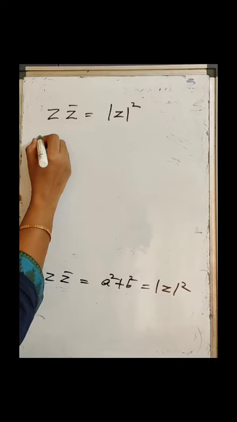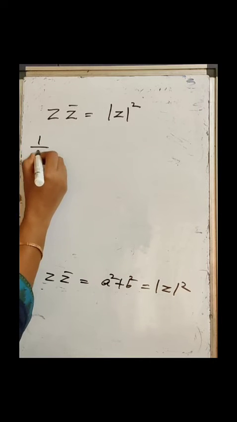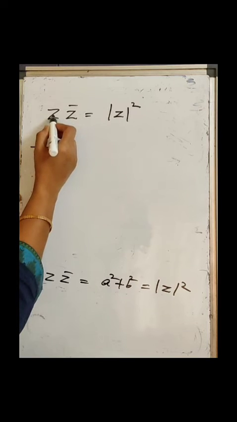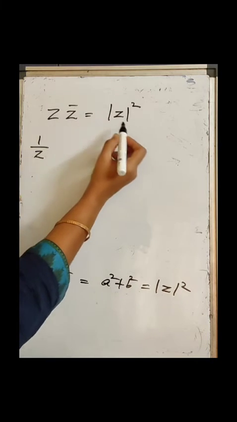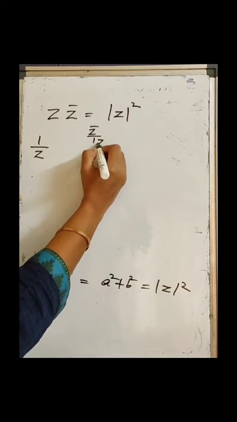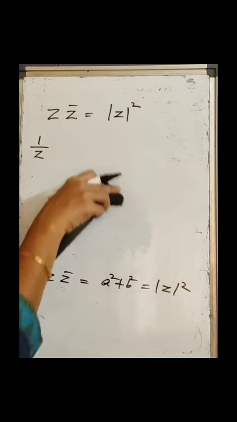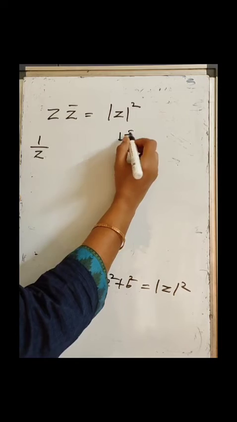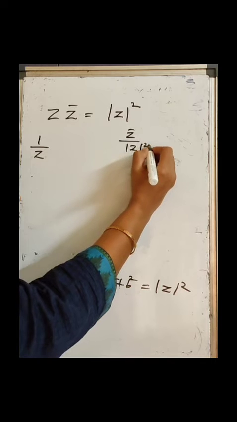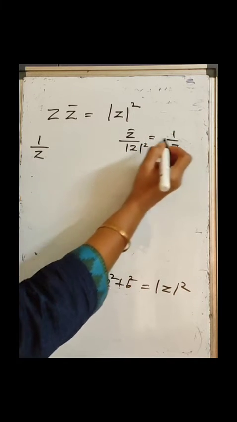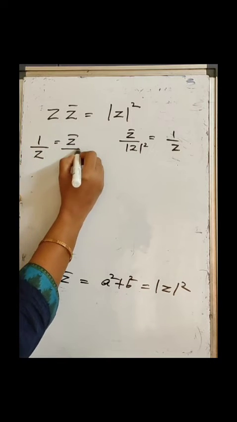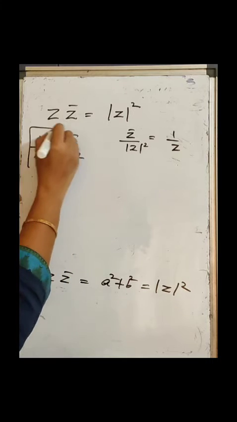So what is the multiplicative inverse of z? Multiplicative inverse of z is 1 by z. From this relation we can find 1 by z. Take z to the opposite side: conjugate of z divided by mod z square is 1 by z. So 1 by z is equal to z bar divided by modulus of z square.